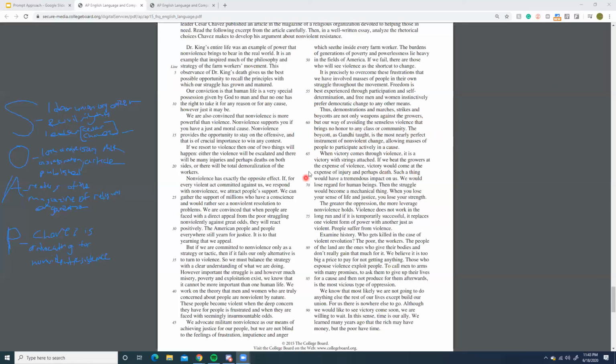When victory comes through violence, it is a victory with strings. If we beat the growers at the expense of violence, victory would come at the expense of injury and perhaps death. Such a thing would have a tremendous impact on us. We would lose regard for human beings. Then the struggle would become a mechanical thing. When you lose your sense of life and justice, you lose your strength.